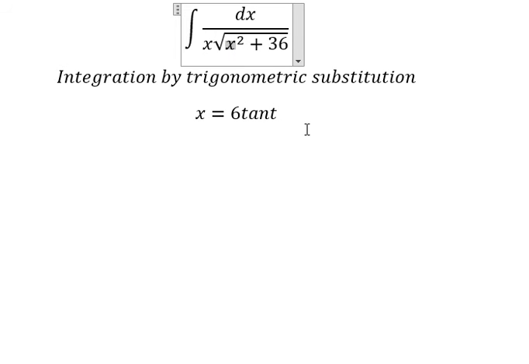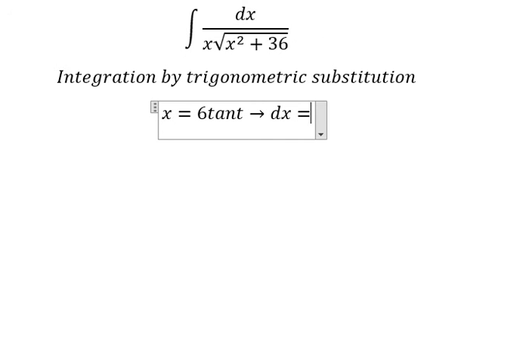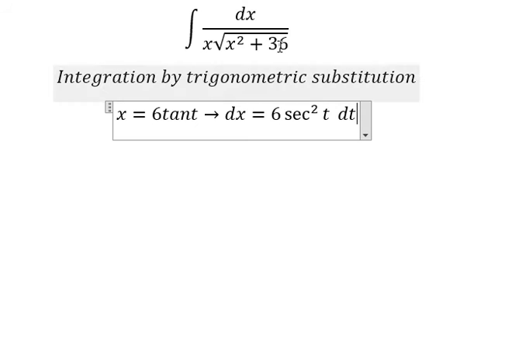36, we can do factorization. Tan t squared plus 1, we change to secant of t squared, and later we simplify by the square root. ds, you get 6 secant of t squared dt.